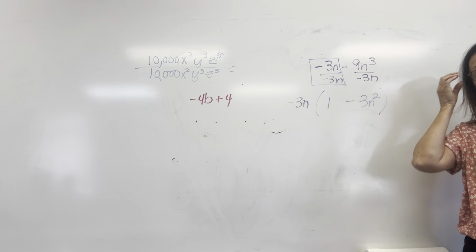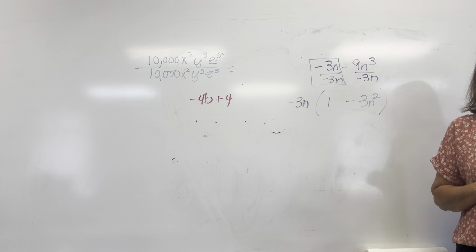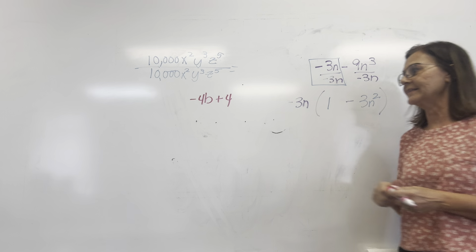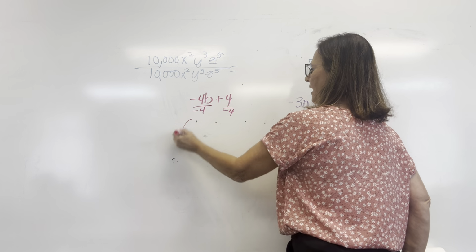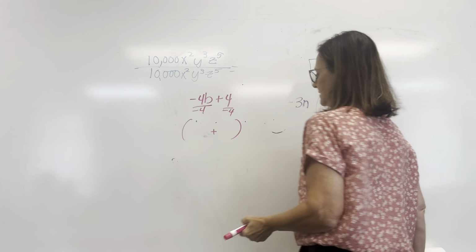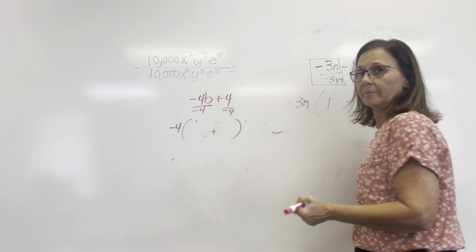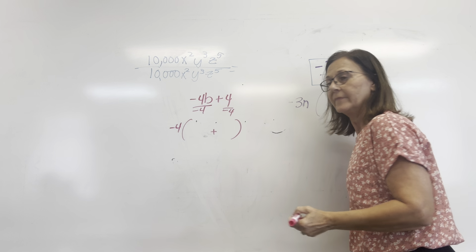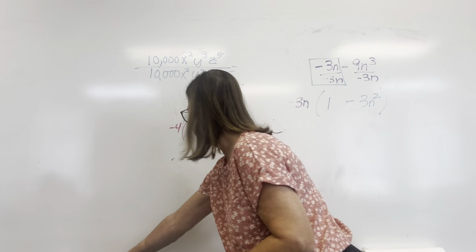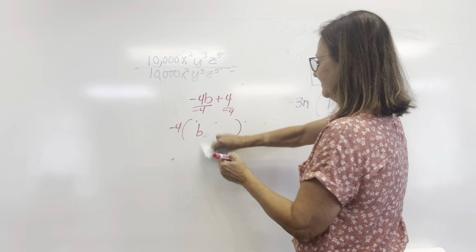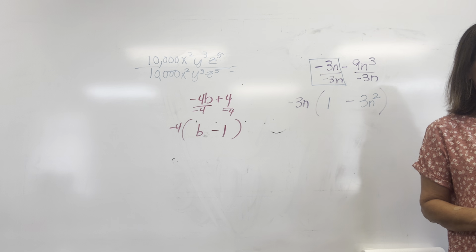All right, Ben, help me. What are we factoring out? -4. Correct. Negative 4. All right. What goes on the outside? Okay. What's my first term? -4b. What's my second term? -4 times -1. Got it?